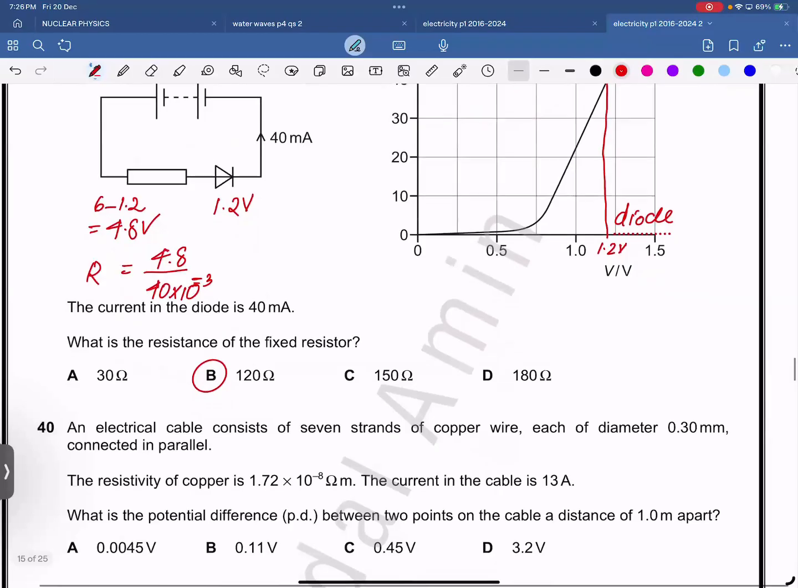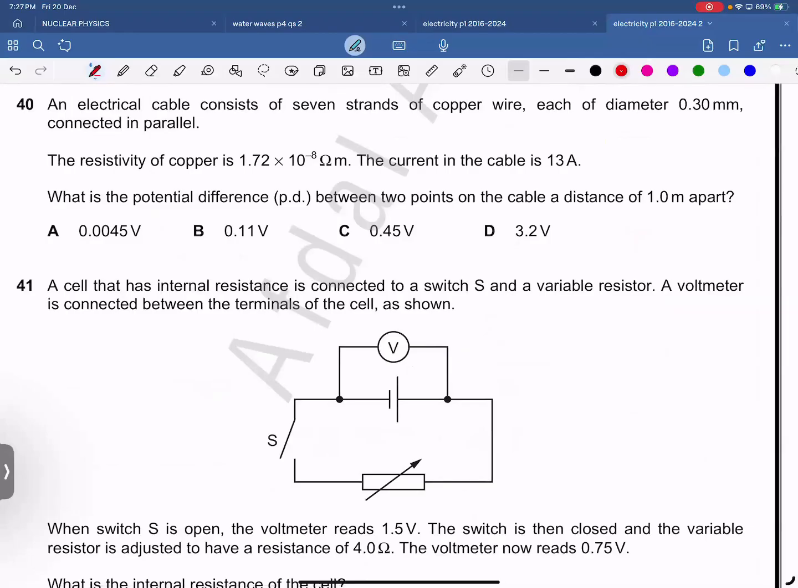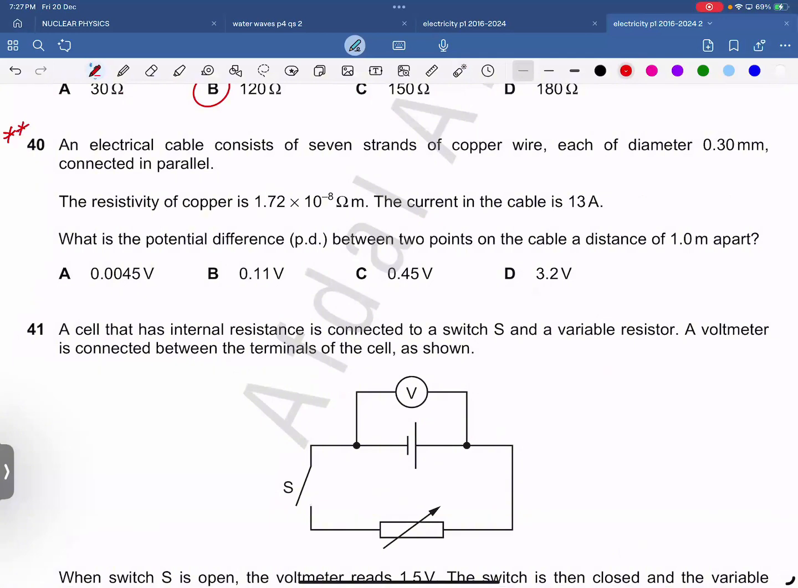Okay. Next question, number 40. Electrical cable consists of 7 strands of copper. Put double star on this question. Such questions are called higher order of thinking. My dear students, it's 100% certain that 16 to 20% questions have to be HOTs. 20% means 8 questions, 16% means almost 6 to 7 questions. So 7 to 8 questions have to be difficult questions in your exam. This is one of them.